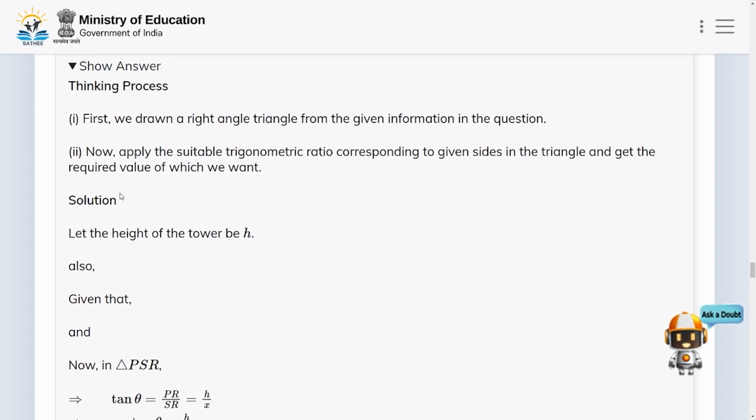So first of all, we'll see the thinking process. First, we draw a right angle triangle from the given information in the question. And second, apply the suitable trigonometric ratio corresponding to the given sides in the triangle and get the required value which we want. Okay, so let us find.